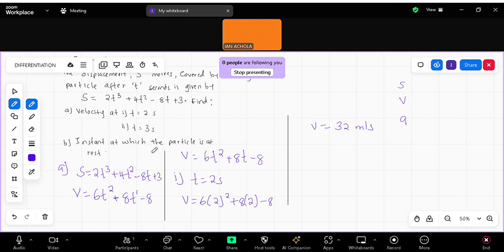That is Roman 1. Now when you go to Roman 2, we have t equal to 3 seconds. The velocity function was v equal to 6t squared plus 8t minus 8. Now we substitute t with 3. So it will be 6 into bracket 3 squared plus 8 into bracket 3 minus 8. This gives you 6 times 9, that is 54, plus 24, that is 78, minus 8. That gives you 70 meters per second. So the velocity at t equal to 3 is 70 meters per second.